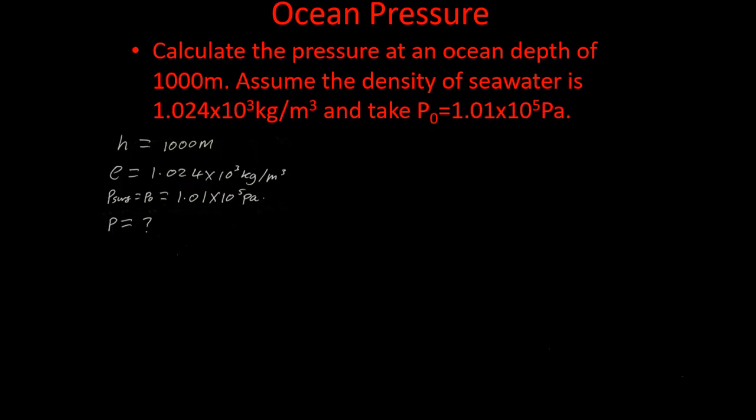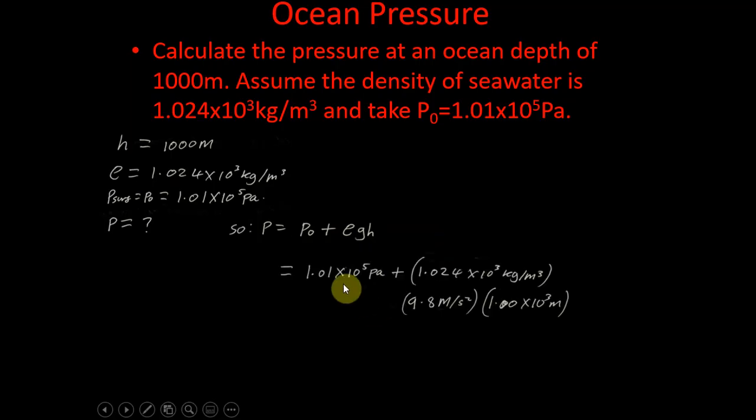So if we want to find P, we can use these variables to lead us to the equation we need, which is P0 plus rho times G times H. We have all these variables. We're going to say that we're looking at the pressure at sea level plus our density times G times our height, this essentially being our depth down in the ocean. So P is going to end up being 1 times 10 to the 7 pascals.